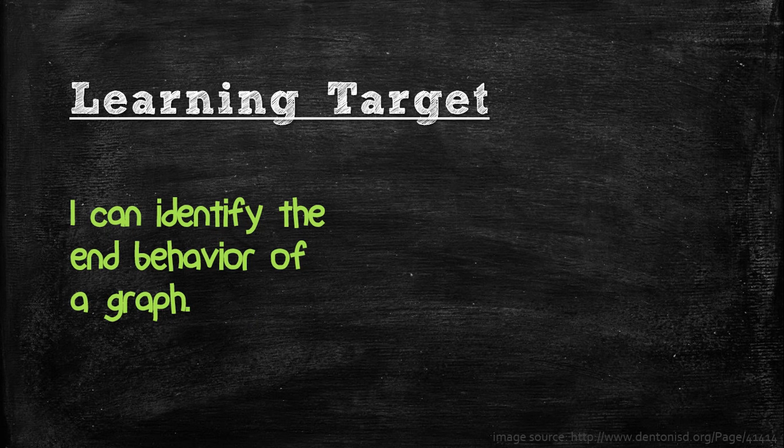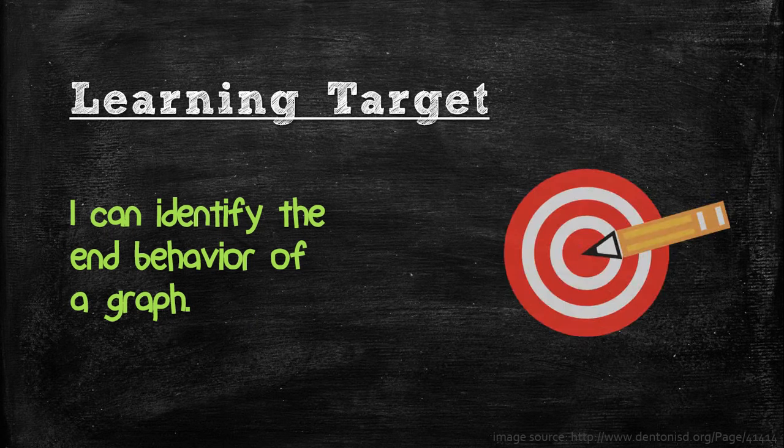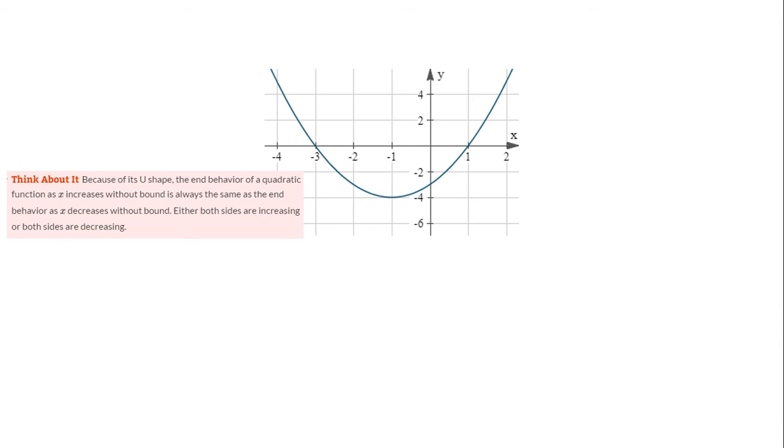The learning target for this video is I can identify the end behavior of the graph. We're going to look first at our quadratic function. We don't talk about end behavior in terms of linear functions because they just continue to go on infinite bounds in both directions.